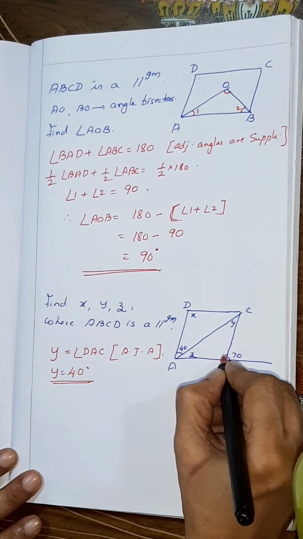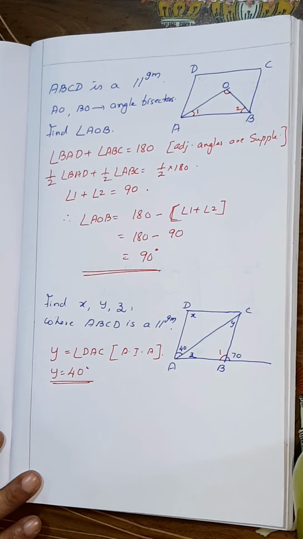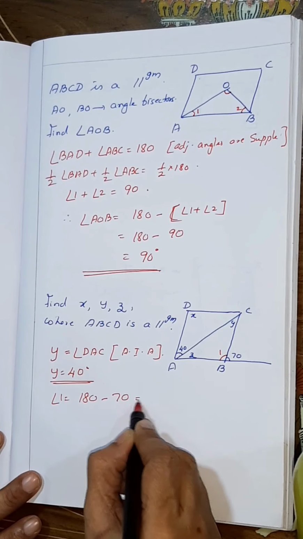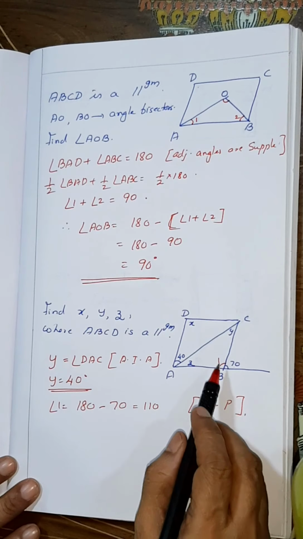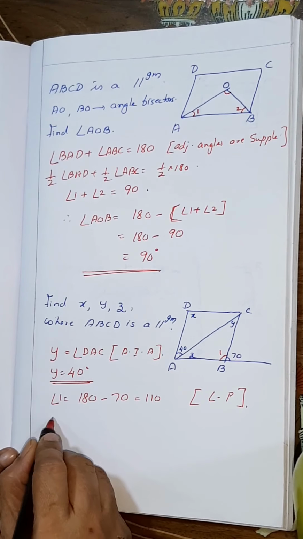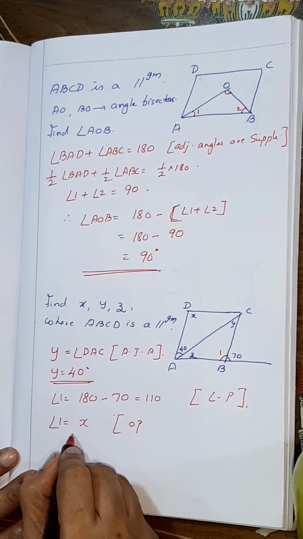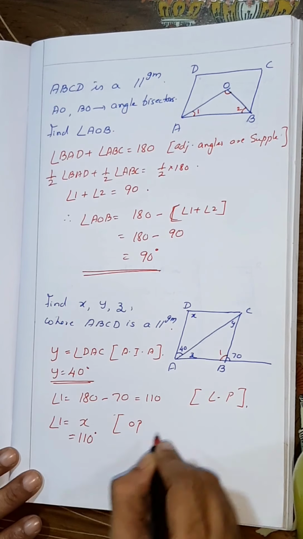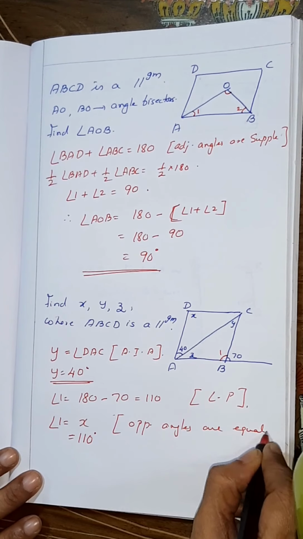Now let us give this angle as angle 1. So angle 1 and this exterior angle form a linear pair. So angle 1 is equal to 180 minus 70, 110. Reason is linear pair. Now, since this is a parallelogram, the opposite angles are equal. Therefore, angle 1 is equal to x, opposite angles, that is equal to 110. Opposite angles are equal in a parallelogram.